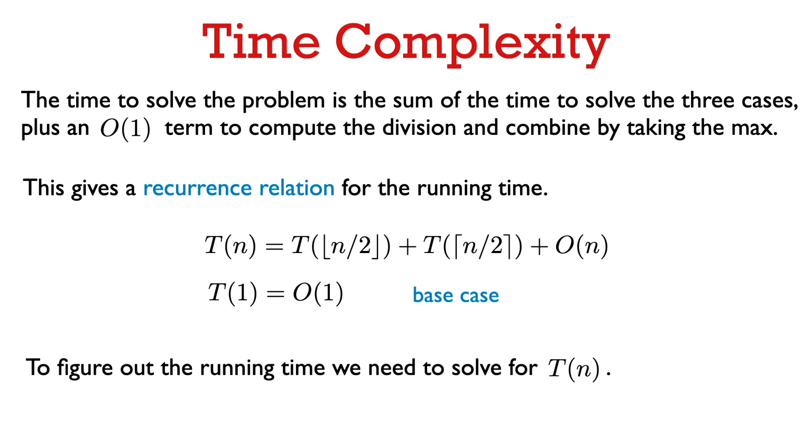Okay, so this is our recurrence relation for our divide and conquer algorithm for the buy and sell stock problem. In order to figure out the running time, we're going to have to solve this recurrence relation.